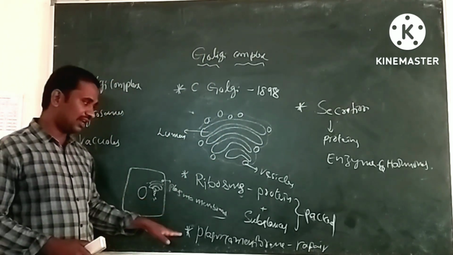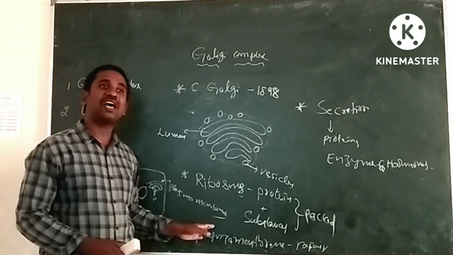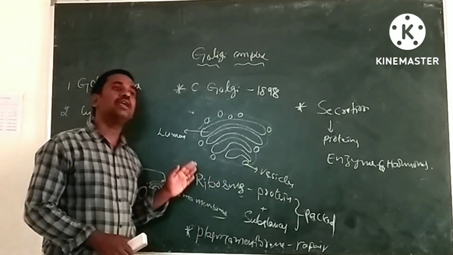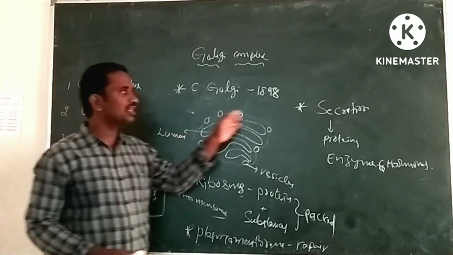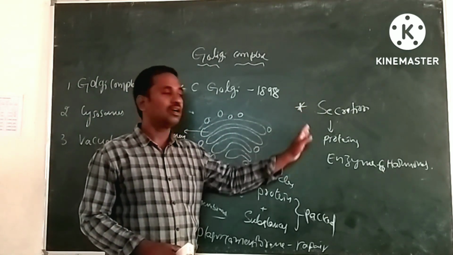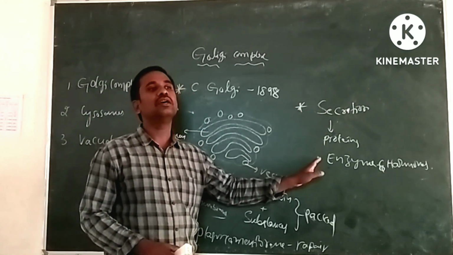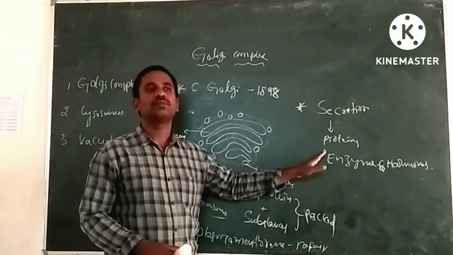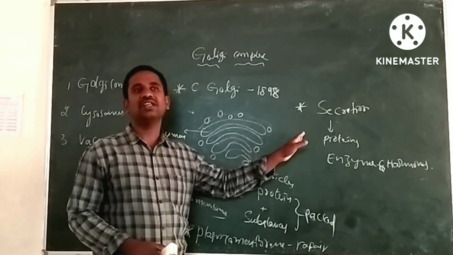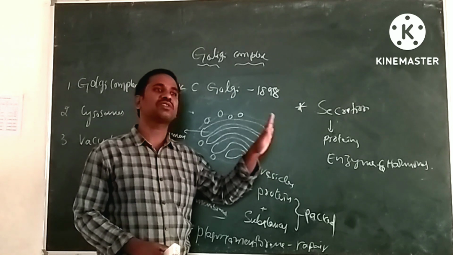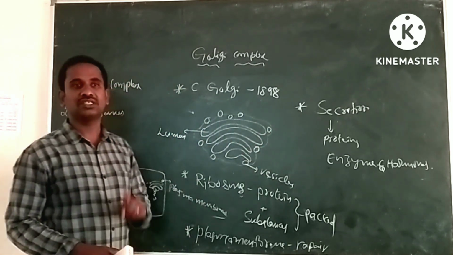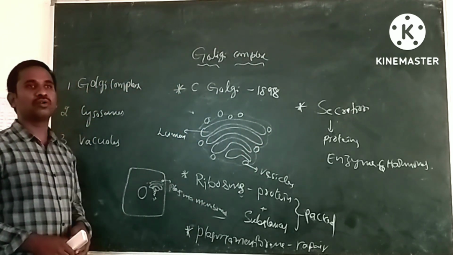Also, the plasma membrane gets repaired by the Golgi apparatus, and it also performs secretion of proteins, enzymes and hormones. All enzymes and hormones are proteins, but not all proteins are enzymes and hormones. Just identify that, and keep it in mind.